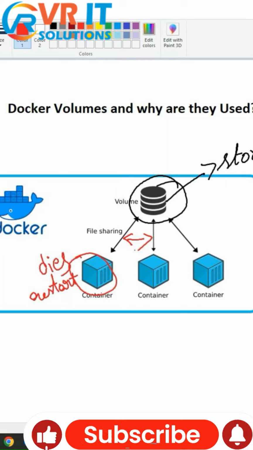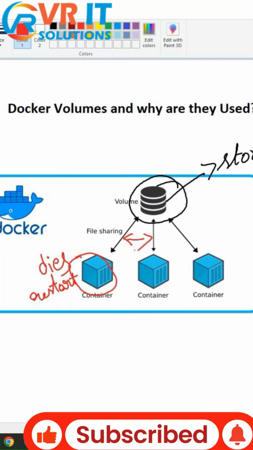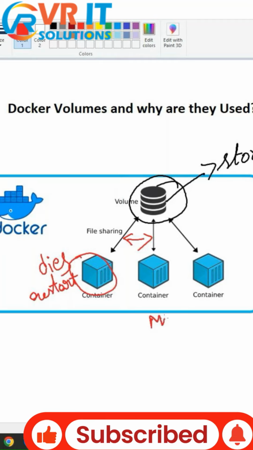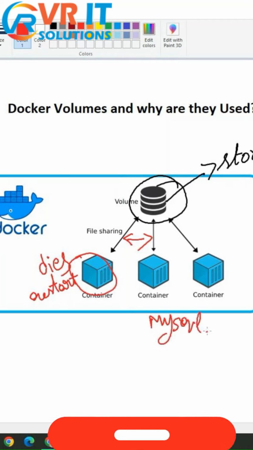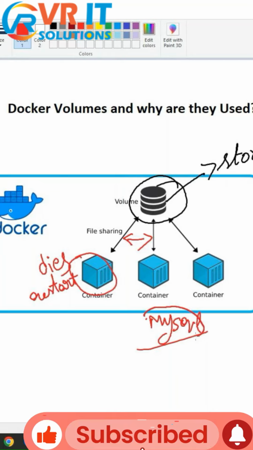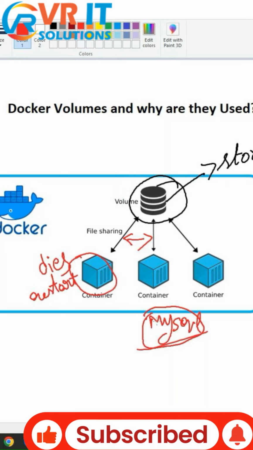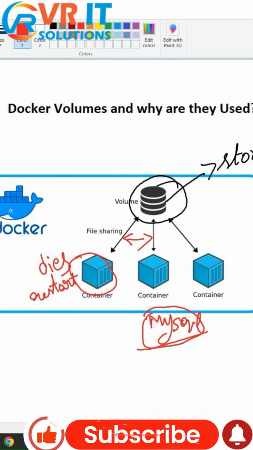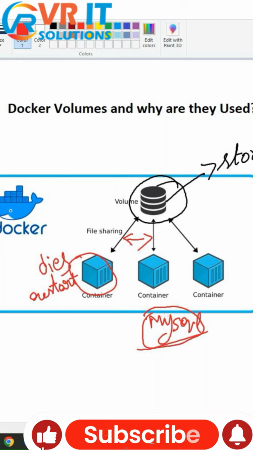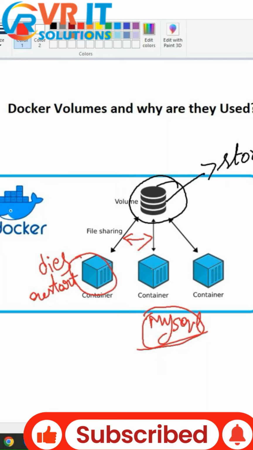For example, suppose you run a database inside Docker, like MySQL. Imagine that I am running MySQL inside of a container, and you don't want to lose all the database data if the container gets restarted, right? If my container gets restarted, the data should not be lost. So in this case, we will be using a volume to save the database files outside of our container.